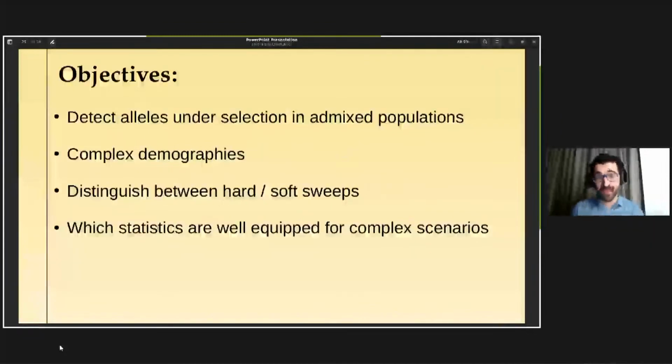So the objectives of my work right now are detecting alleles under selection in mixed populations with a number of models that I'm going to speak about, and seeing the performance of SWIFR in complex demographies. Also, distinguishing between hard and soft SWIFs if possible, because SWIFR is able to inform itself from 3 different groups of simulations that I will explain a bit more later. And also the idea is to more or less inform which single statistics are well equipped for complex scenarios. Although, as we can see, not every statistic is able to perform equally well for all scenarios, and there's not a one-size-fits-all statistic.